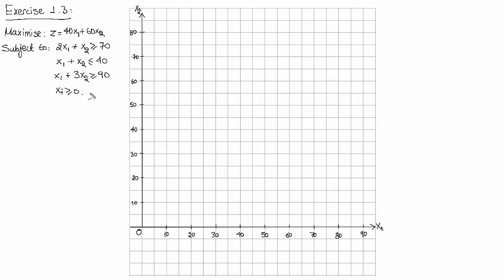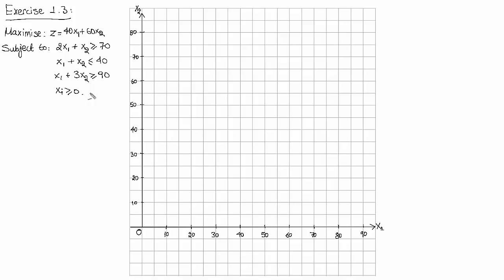We are going to do exercise 1.3 from chapter 1 of the book. Now we need to find the graphical solution of this LP problem. In order to do that, we need to graph the constraints first and then find the feasible region and the optimal solution. Now we need to graph 2x1 plus x2 equals 70, x1 plus x2 equals 40, and x1 plus 3x2 equals 90.